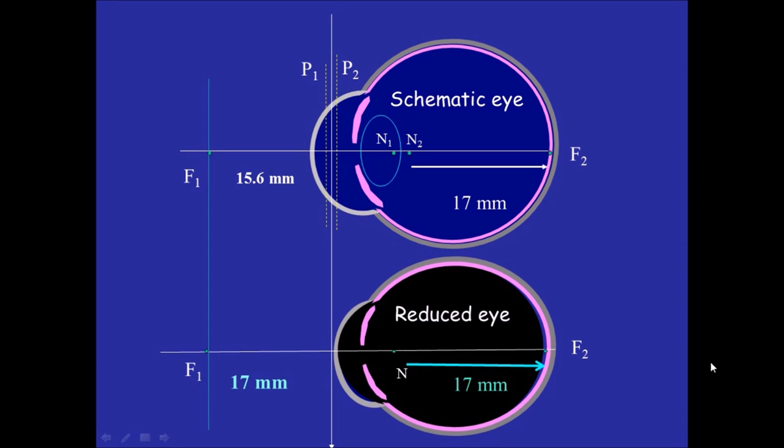So we have two eyes. The first eye, we call it the schematic eye, and these are the parameters of the schematic eye. And the second is the Donder's reduced eye, and these are the parameters, and these are the cardinal points of each of them.